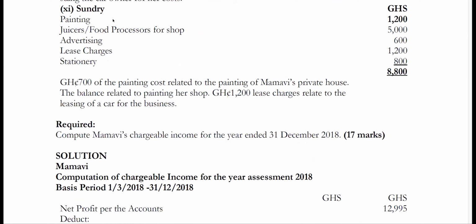Okay, then we have sundry. Painting. Painting is needed, right, for business. Juices and food processors for a shop, allowed. Advertising, allowed. Lease charges, allowed. Stationery, allowed. But it says 700 of the painting costs related to the painting of Mamavi's private house. The balance related to painting her shop.